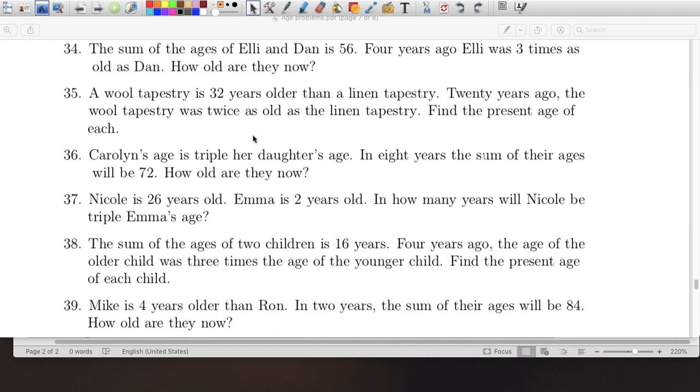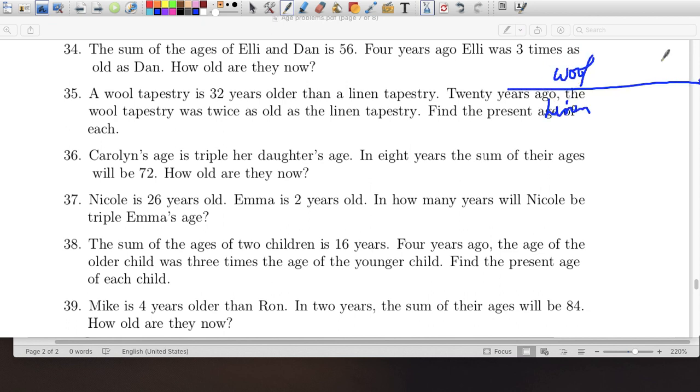Alright, there you are. So we have something that's a wool tapestry. I'm going to write wool. And the other one is linen. I don't know how many columns I need, but it says that the wool tapestry is 32 years older than the linen one. So if the linen is x, the wool one is older, and we're going to call that 32 plus x.